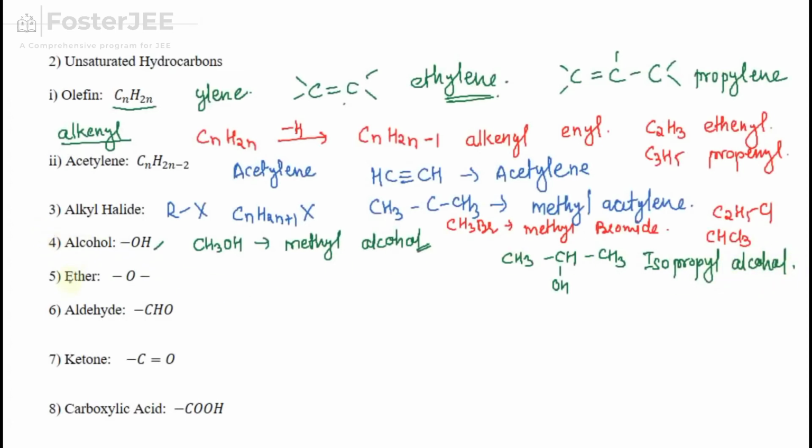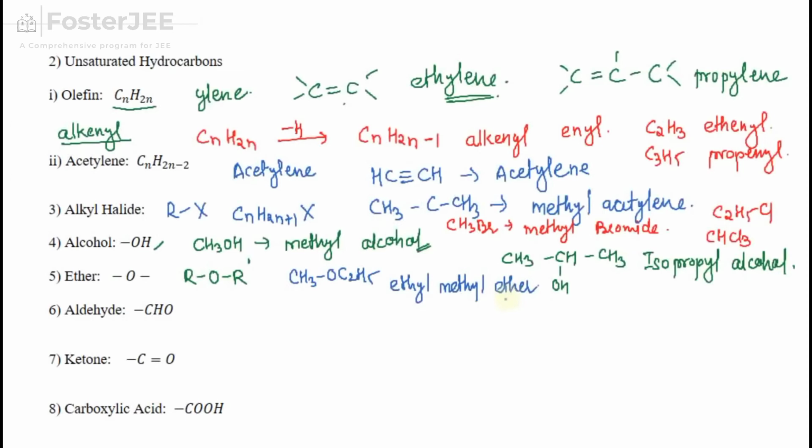Now the next one is ether. Here, ethers are the compounds containing two alkyl groups attached with an oxygen atom. So the functional group is ROR. Here R and R are the alkyl radicals. It can be similar or different. So for example, if one compound is CH3OC2H5, then the name of the compound is ethyl methyl ether.